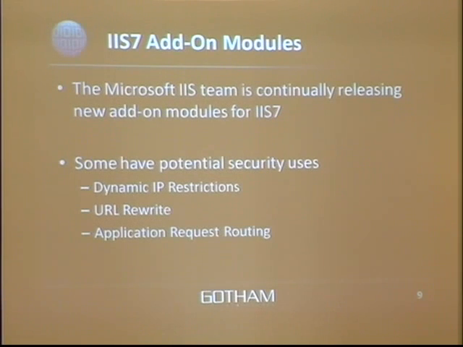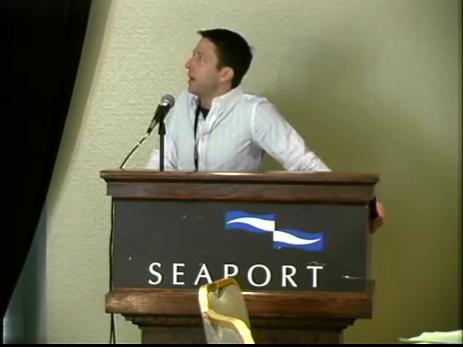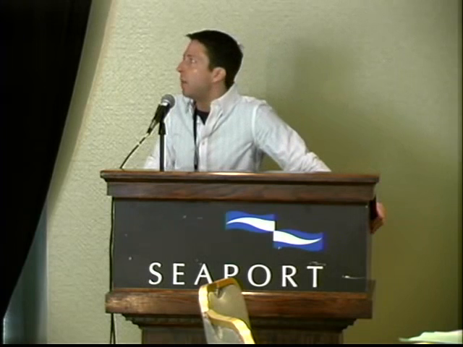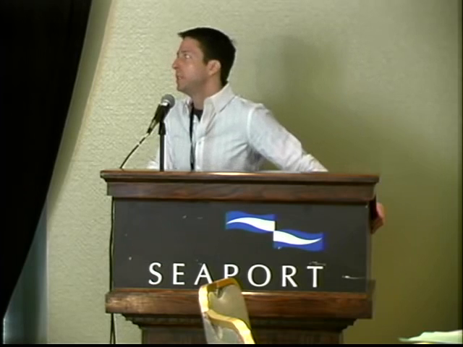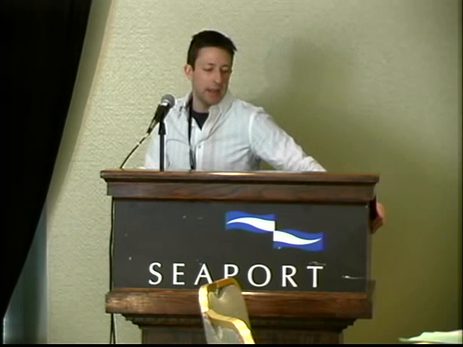Specifically, I want to talk about the Dynamic IP Restrictions module, the URL Rewrite module, and the Application Request Routing module. Again, these are written by Microsoft, and they're free to download and install on IIS. The first one is the Dynamic IP Restrictions extension. In IIS you've always been able to block by IP address. What this allows you to do is define intolerable or tolerable thresholds, depending on how you want to do it, and then reject users if they violate those rules.